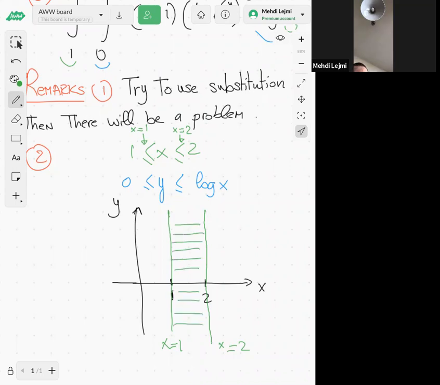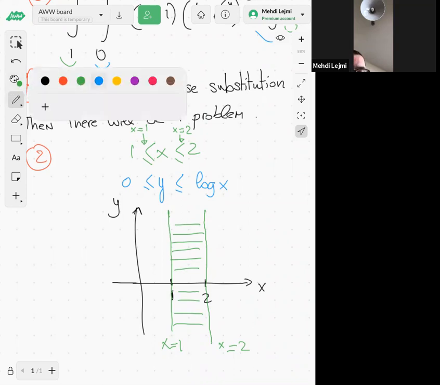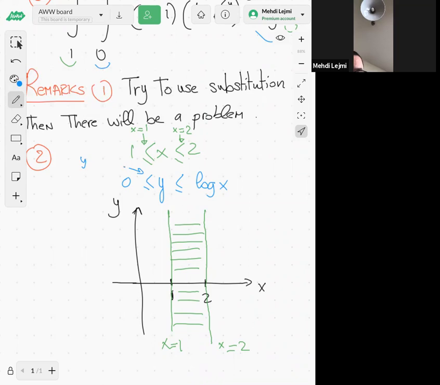Now, next we have y larger than 0. So y equal to 0 is just the x-axis. You need y to be larger than 0, which means it's going to be above the x-axis. So this is where y is larger than 0.